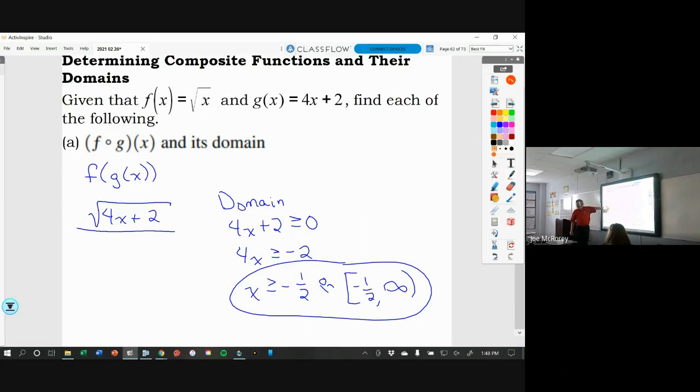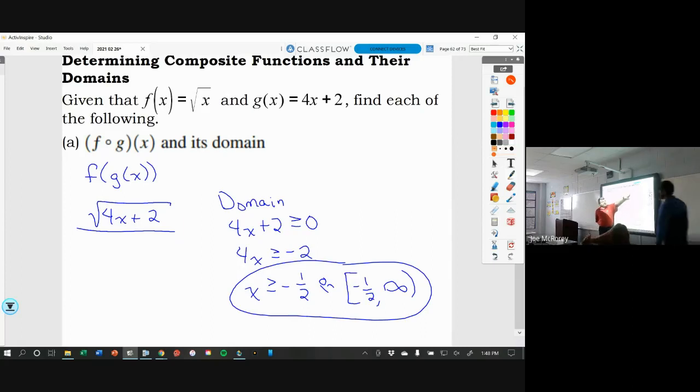So this is f of g of x, and this is your domain. It can be written in different ways depending on what they're looking for. Couple questions real quick. Look at the f of x. Just looking at f of x, what is the domain for f of x? It starts at 0 and goes to infinity, because x cannot be negative. So the domain for this function is 0 to infinity.